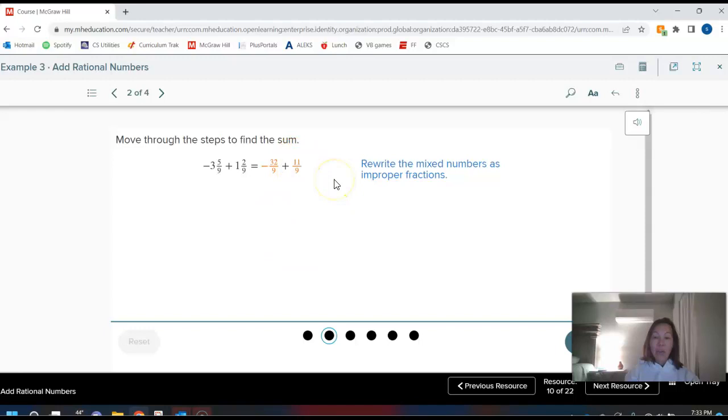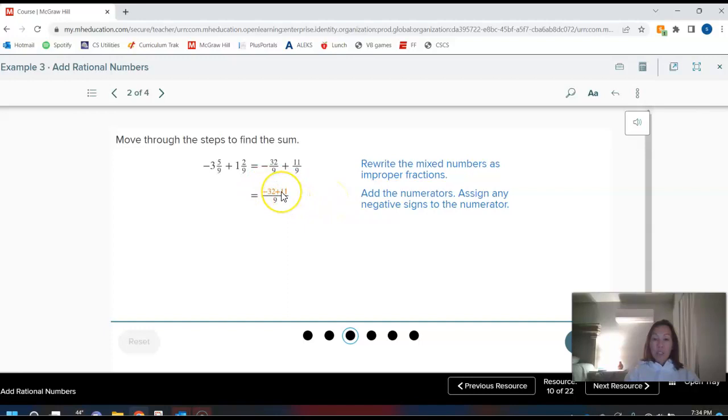Now remember that to add fractions, we have to have a common denominator, and lucky for us in this case, there is a common denominator. So once the denominators are the same, then all we have to do is add the numerators, and the denominator will just stay 9. So common denominator, add the numerators.